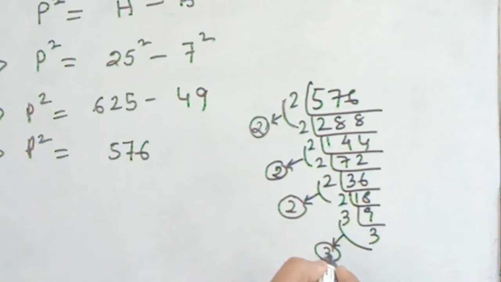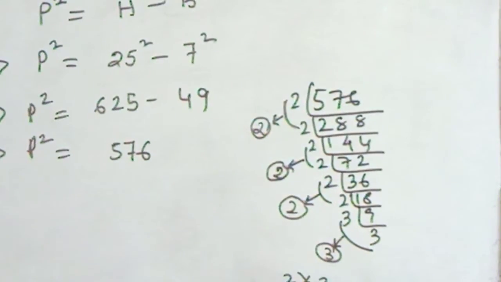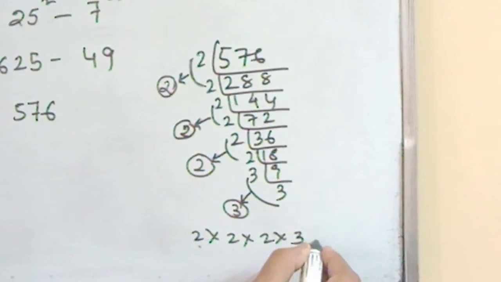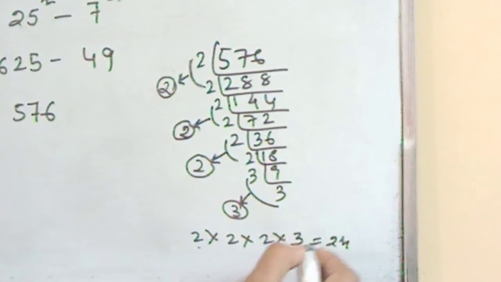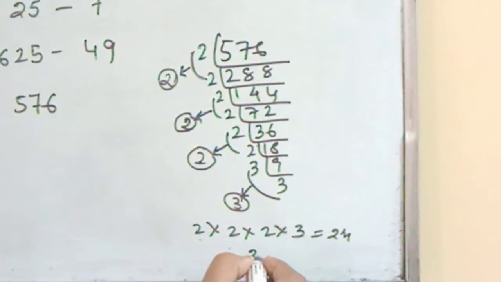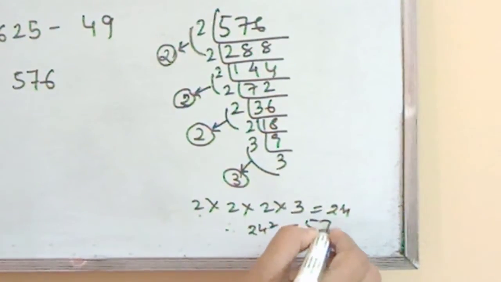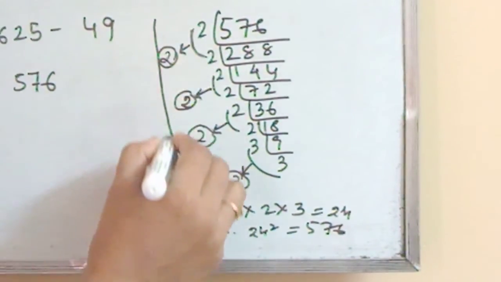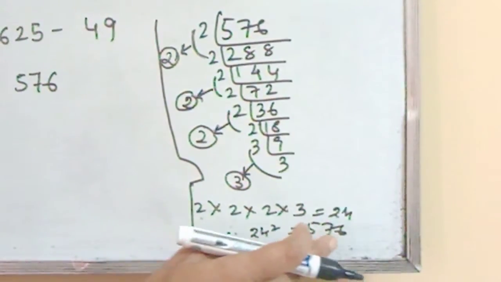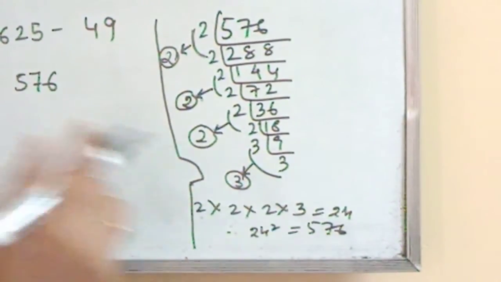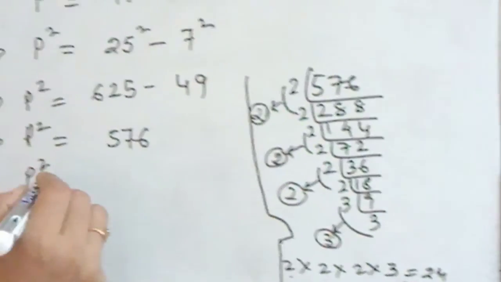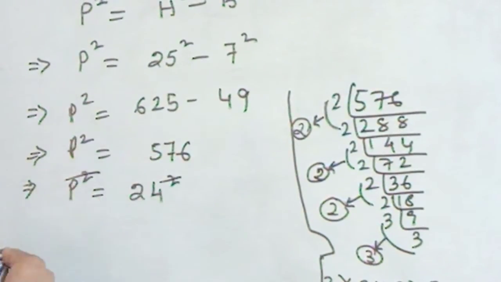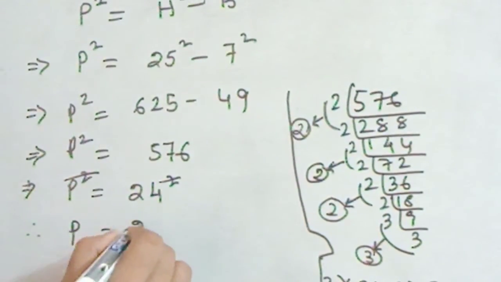Then what is the number? You can see 2 into 2 into 2 into 3. So 2 into 2 into 2 is 8, 8 threes are 24. So easily you can write that 24 square is equal to 576. Try to find the number in this way, whose square is the given number. 24 square is 576. Now square from both sides you can remove. Therefore perpendicular is equal to 24.